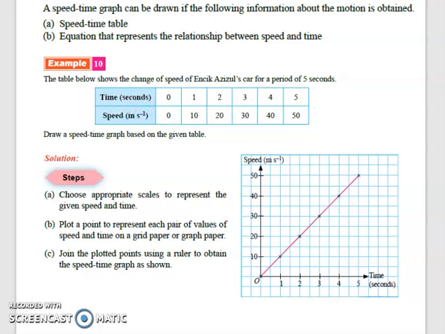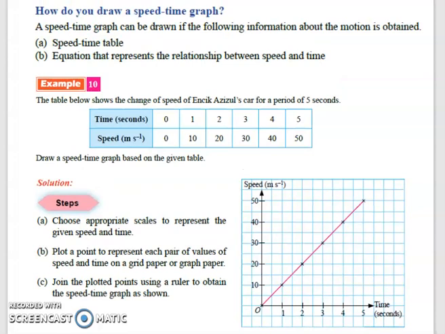Remember that for a speed time graph, the y-axis is the speed and the x-axis is the time. So choose wisely for the scales. After you choose your scale, you plot a point to represent each pair of values of speed and time on a grid paper or a graph paper, and then join the plotted points using a ruler to obtain a speed time graph as shown.